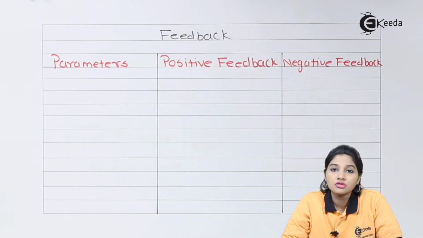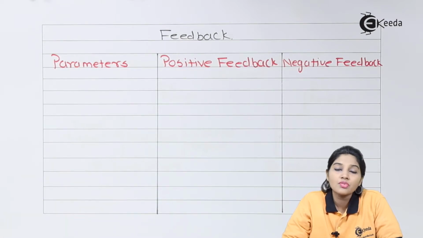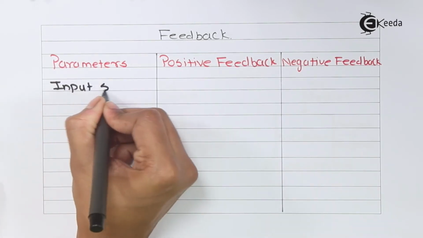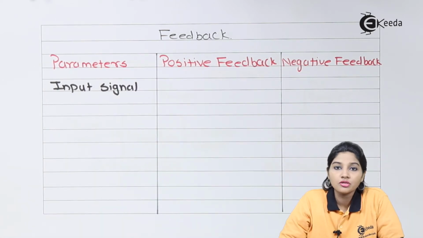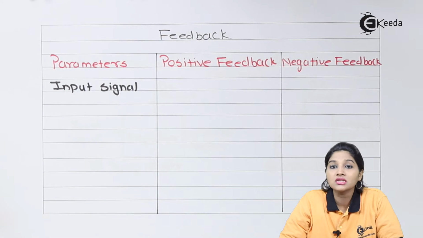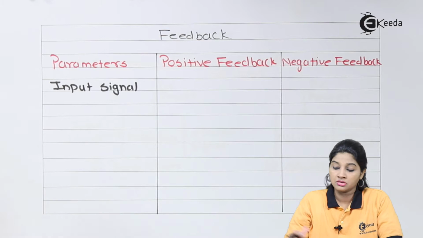Now let's see the difference between positive and negative feedback. We are going to compare positive and negative feedback based on various parameters. So the first parameter is input signal. In case of positive feedback, the feedback signal is in phase with respect to the input signal, whereas in case of negative feedback, the feedback signal is out of phase with respect to the input signal. Therefore, in positive feedback, the net input signal increases, whereas in negative feedback, the net input signal decreases.